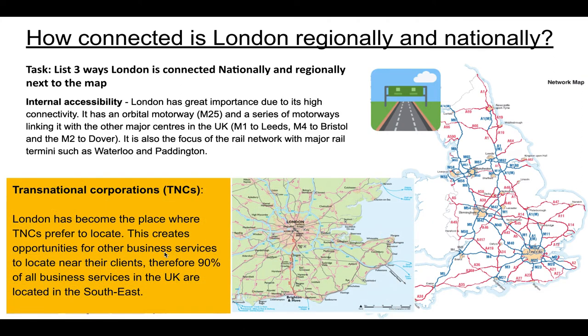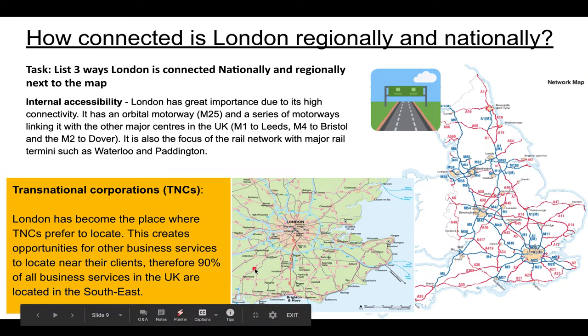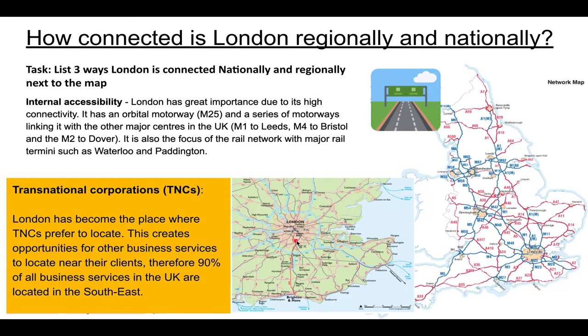So one more major connection for you. We've already talked about road, we've talked about rail. Now we're going to talk about transnational corporations, okay? London has become a place where transnational corporations prefer to locate. So if you've got big companies that operate internationally basing themselves in London, it leads other businesses that might provide services to them to also locate there. So let's talk about the financial sector as an example. The finance sector is based in London.